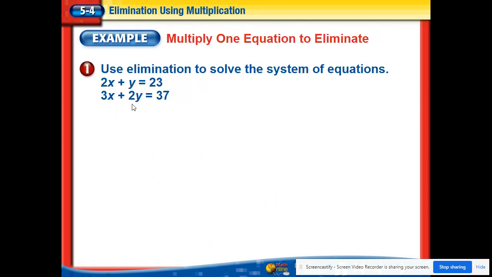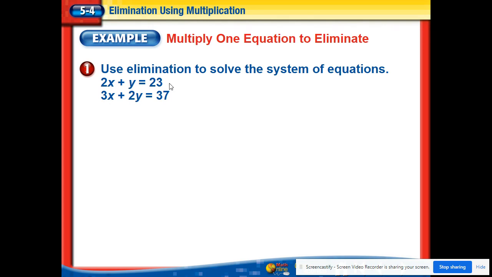All right, now we're looking at this one. Which one do we want to eliminate, x or y? It really doesn't matter. Since I have a singleton y here, it's usually easier to deal with the y, but we could deal with the x's. So I need them to be opposite. So this is 2y, and this is 1y.